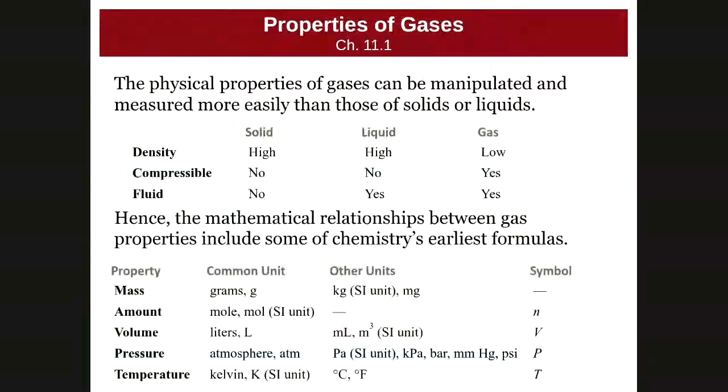So gases are one of our three states of matter. We talked about that way back in chapter 1, when we saw that cats can be both solid and liquid. They cannot be gases, unfortunately. The physical properties of gases can be manipulated and measured much more easily than those of solids or liquids. That's because gases have a low density, they're compressible, and they're fluid. So they're easy to manipulate.